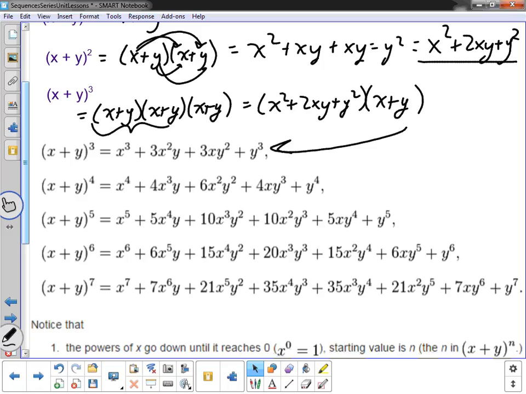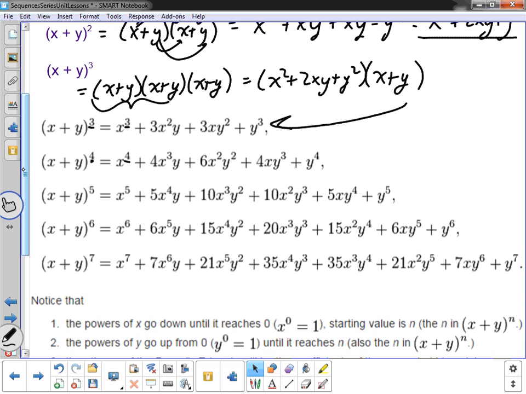And it always starts with the same power. So notice when this was x plus y to the 3rd, I got an x to the 3rd. X plus y to the 4th, I had an x to the 4th. The 5th, the 5th. It always starts with that one, and it goes down. Now the next thing to notice is what happens to the y.